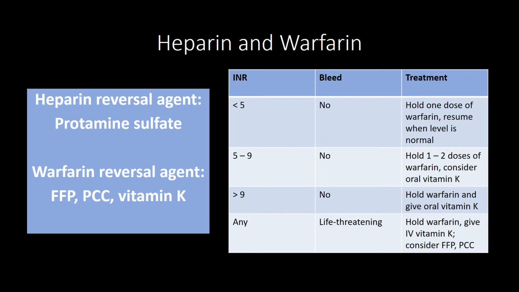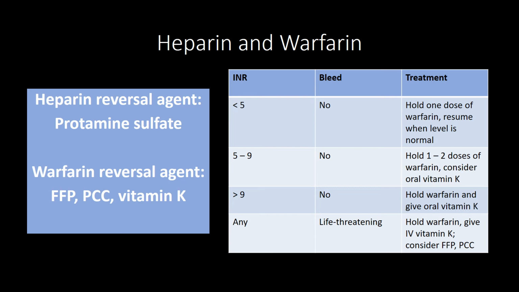What do you do if the INR is elevated? There's a few cutoffs that you need to look out for. So the table over here is a nice one that I made. Less than 5, there's no bleeding. You just hold 1 dose of warfarin, resume when the level's normal. 5 to 9, without bleeding, you hold 1 to 2 doses of warfarin.